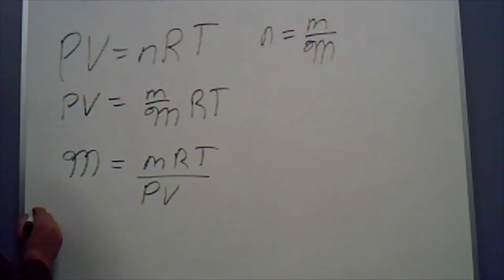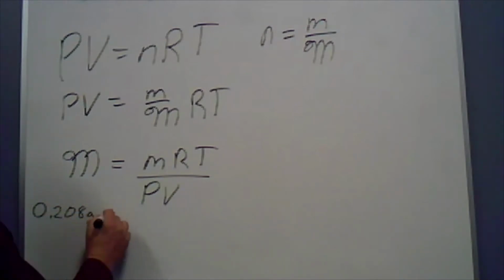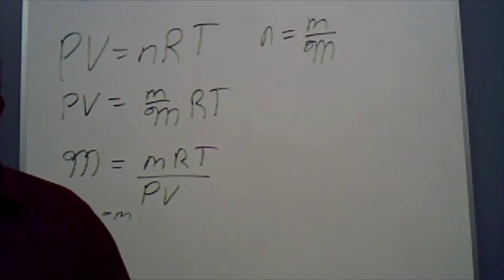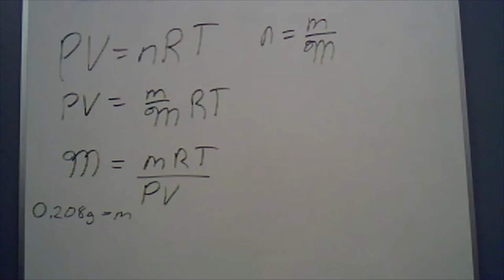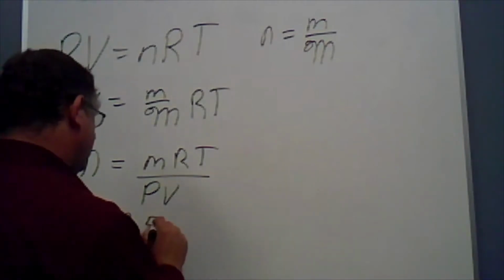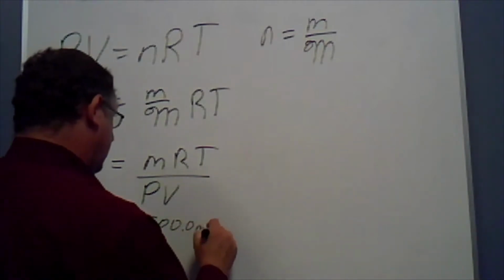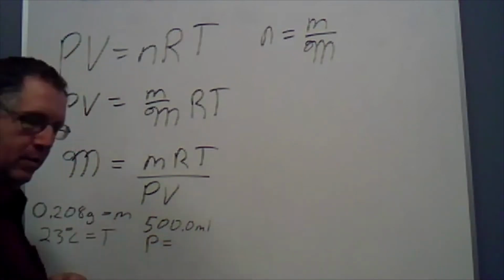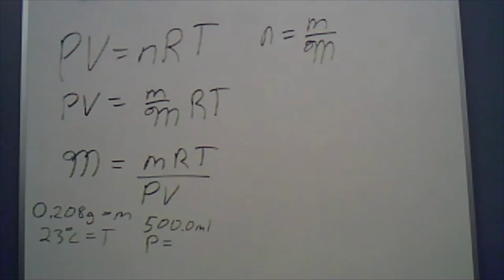Now looking back at the problem, we have a few things that we know. I know that my gas has a mass of 0.208 grams. That's equal to the mass. I also know that the temperature was 23 degrees Celsius. That's the temperature. And I have a volume of 500 milliliters and a pressure of 2.32 atmospheres.